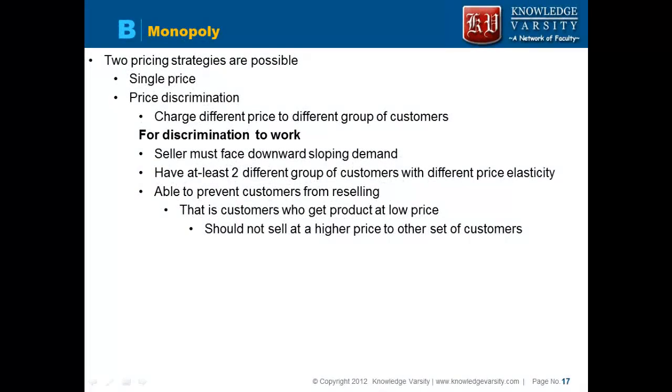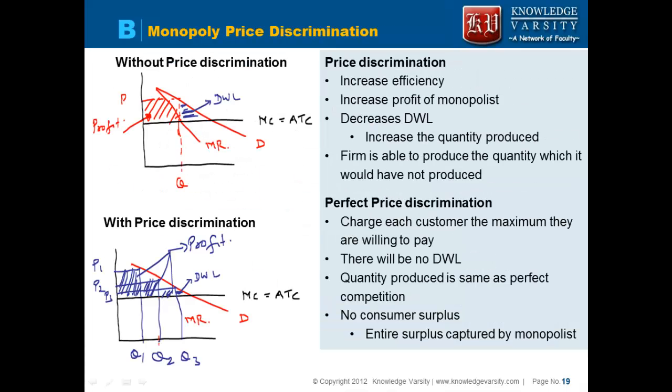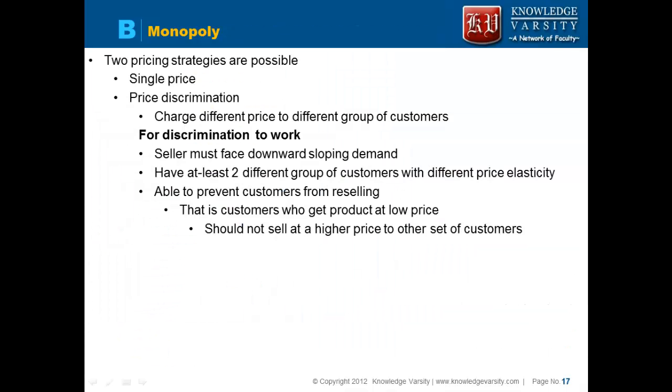Now let us get into detail in the monopoly. So in case of monopolies, what we see is there are two pricing strategies which are possible. One pricing strategy is called a single price. That means you will sell to everybody at the same price, it does not matter who is buying. Another strategy is to go for price discrimination.